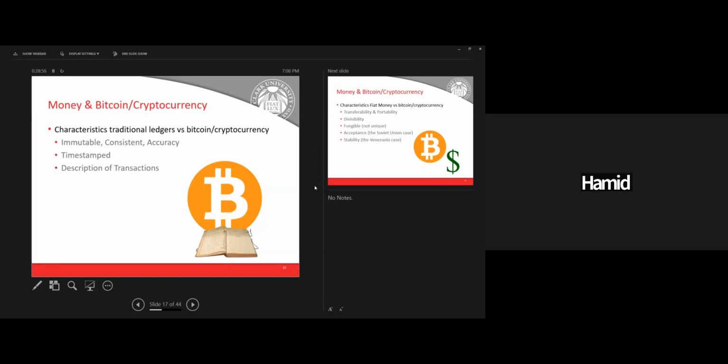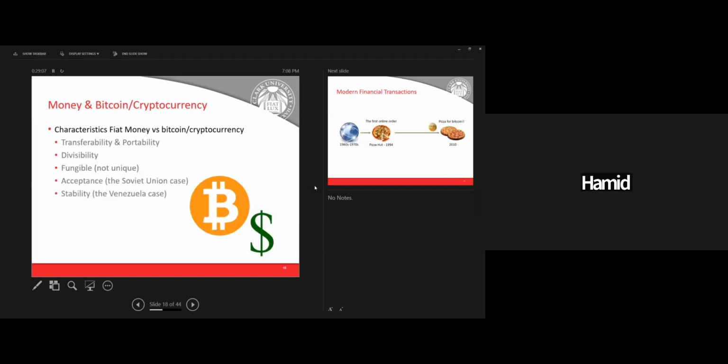Bitcoin ledgers are immutable, consistent, high accuracy, timestamped, and they also have a brief description of every transaction.